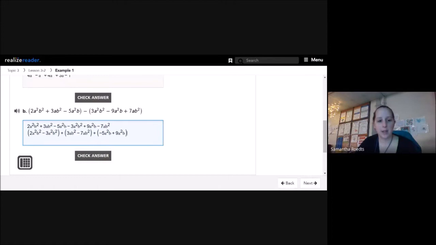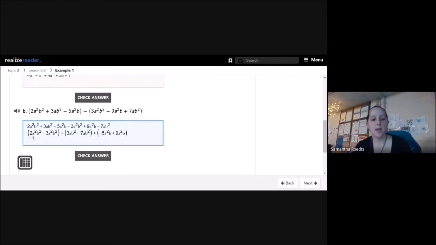Okay, I want to double check that I have everything. 2a squared b squared, yep. 3ab squared, yep. Negative 5a squared b, yep. Negative 3a squared b squared, yep. 9a squared b, yes. And negative 7ab squared. Okay, have everything. So now I can combine my like terms.